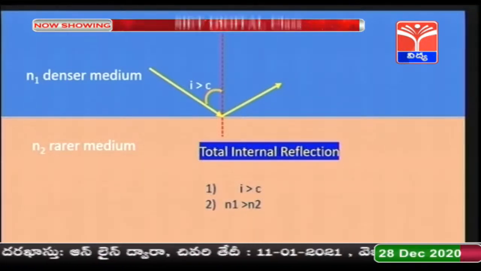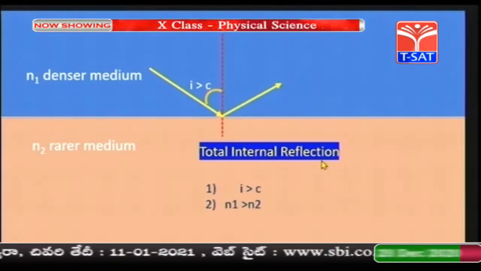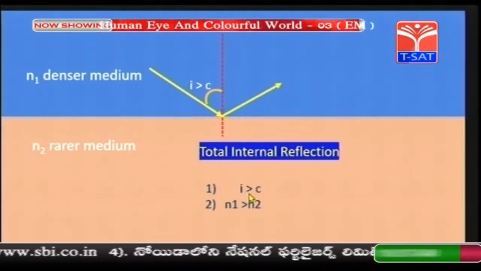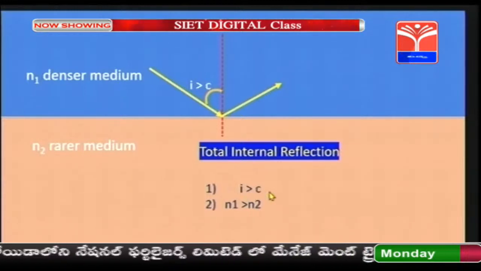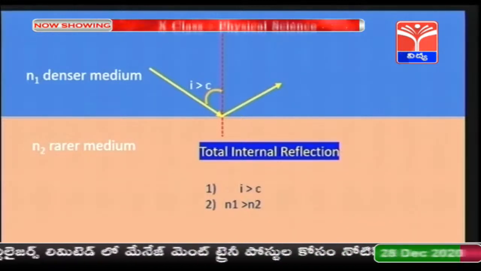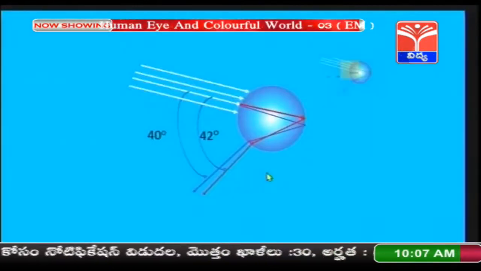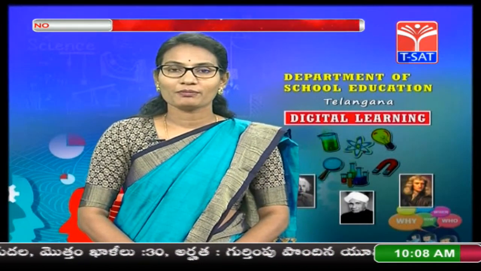So children, to get total internal reflection, two conditions are to be satisfied, that is the incident angle is greater than the critical angle and the light has to travel from a denser medium to a rarer medium. Now I am going to explain the formation of a rainbow step by step.